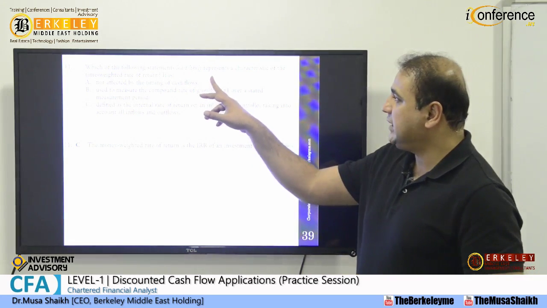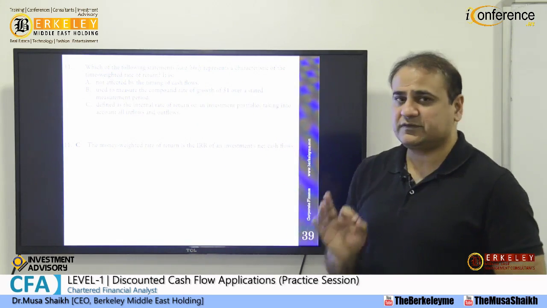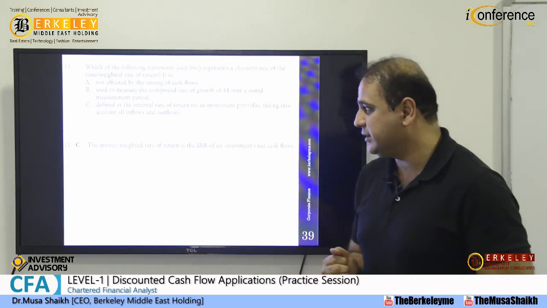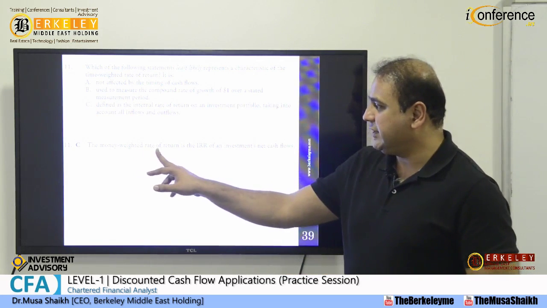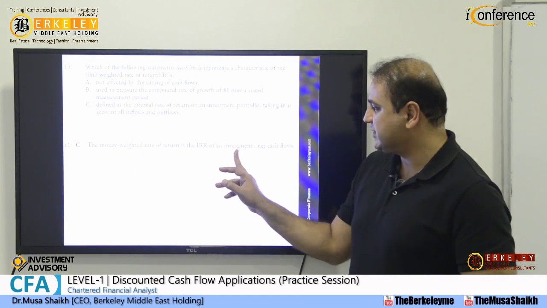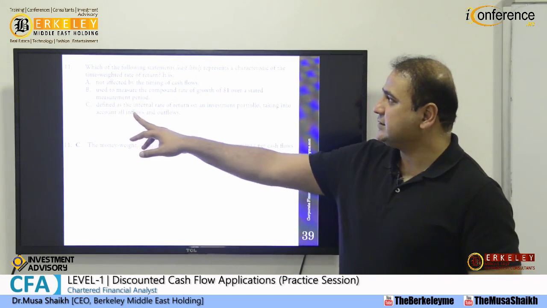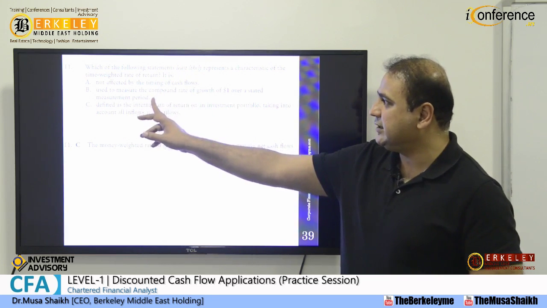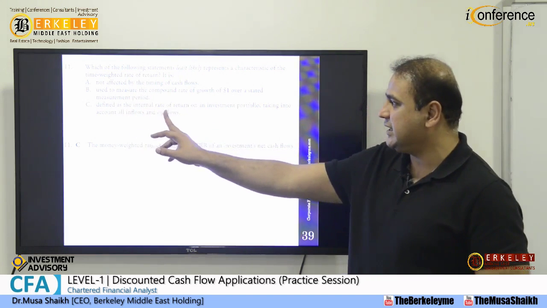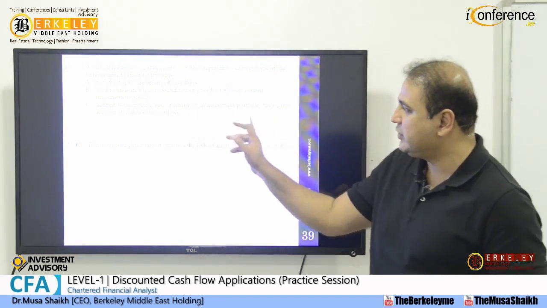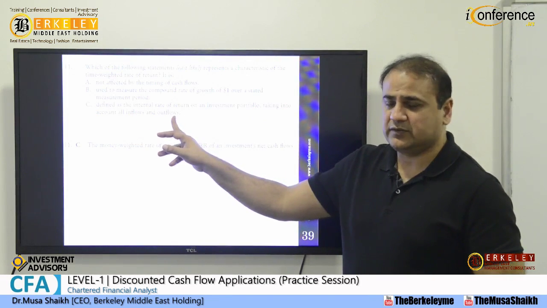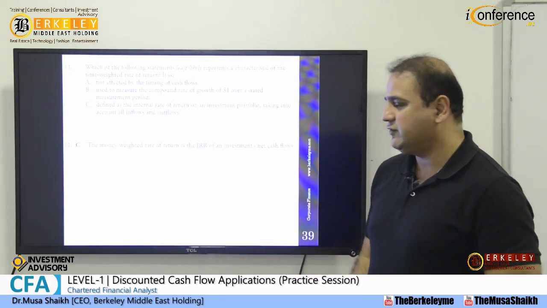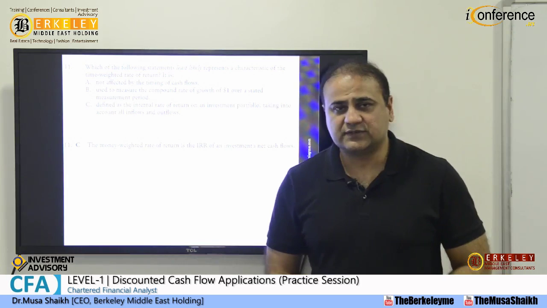Which of the following statements least likely represents the characteristics of the time-weighted rate of return? First of all, you should know what the time-weighted return is. It says the money-weighted rate of return is the IRR of an investment's cash net flow. Option C is the least likely to represent the time-weighted return, as it is defined as an IRR of an investment portfolio taking into account all inflows and outflows, which is not the case, because the money-weighted rate of return is the IRR of an investment's net cash flows.